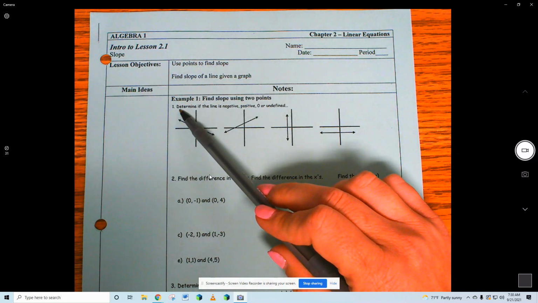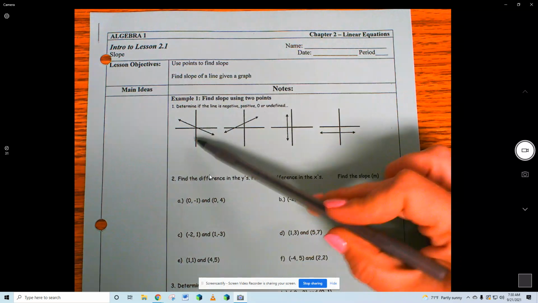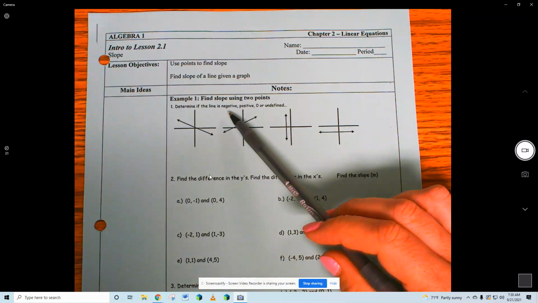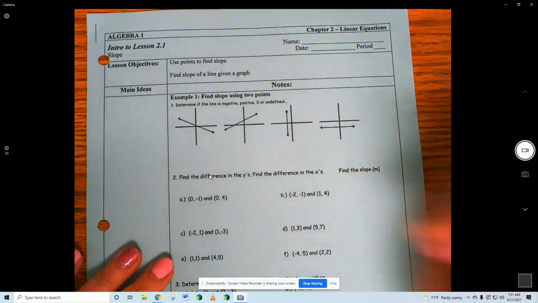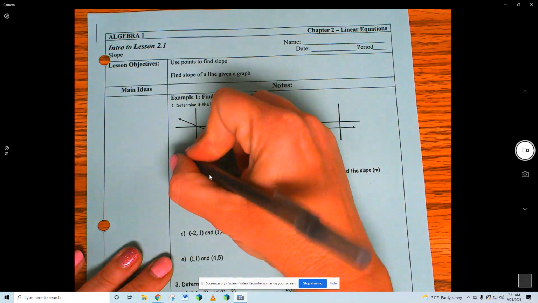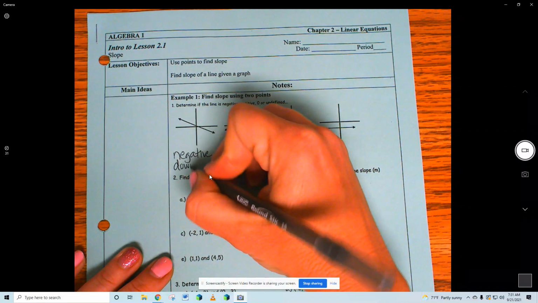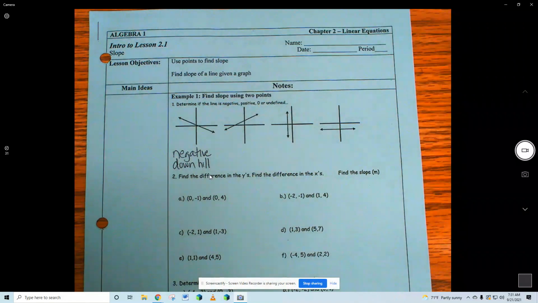Number 1, determine if the line is negative, positive, 0, or undefined. So here are 4 choices. First of all, this first graph, would that be a negative slope or a positive slope? And how'd you know it was negative? Negative, it's going downhill. Downhill. It's got a slant, negative, perfect.